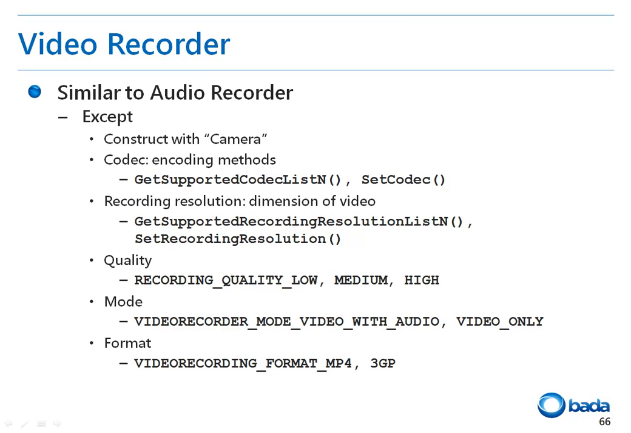Next, let's take a look at the video recorder class, which uses the camera. Basically, the video recorder is almost the same as the audio recorder. Therefore, I'll explain it by concentrating on the differences. The most important difference is that the construct function of the video recorder receives the camera as a parameter, while the audio recorder receives an input device such as the microphone.